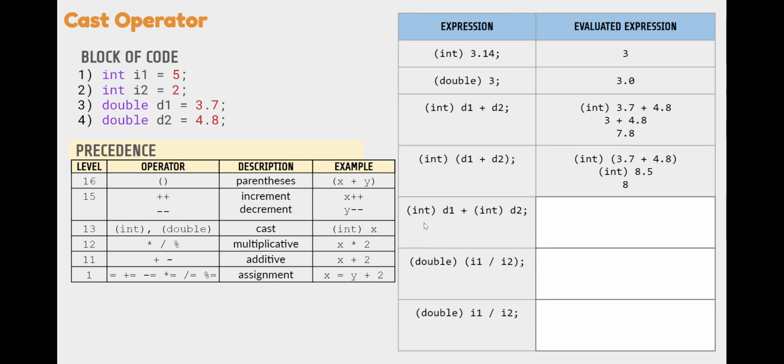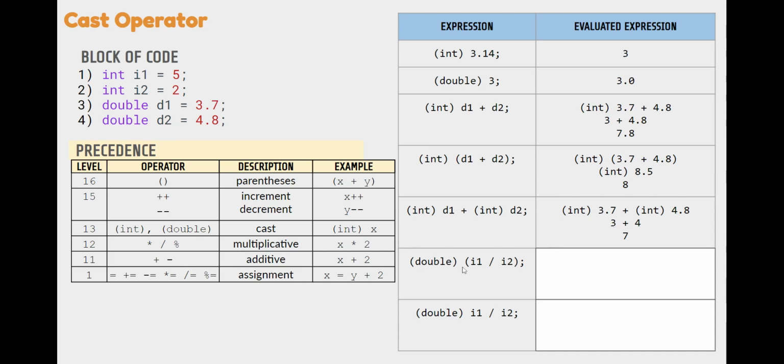Our next expression, we are casting D1 as an int, and then we are adding an int cast to D2. So we have 3 operators, an int cast operator, an addition operator, and an int cast operator. Those ints are going to happen first, the addition is going to happen last. So we're going to cast 3.7 as an int, that'll be a 3. And we're going to cast 4.8 as an int, that'll be a 4. 3 plus 4 is 7.